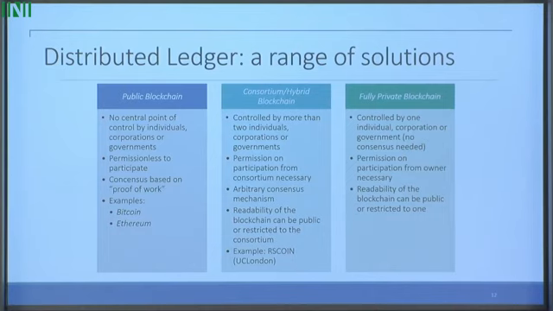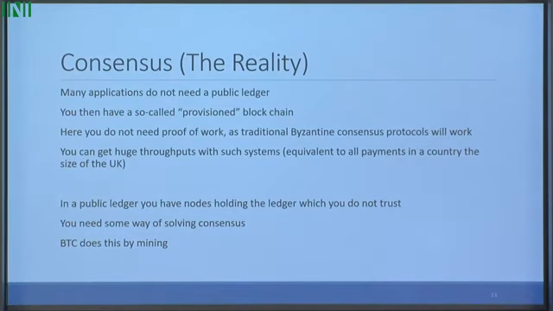And then you have a fully private blockchain, which is maybe controlled by one organization. The permission is based on participation from the owner, so you really need to be told you can participate. But here, the readability of the blockchain could be public or could be restricted. So there are different issues: whether you have public access to the blockchain in terms of reading, versus the writing, which is completely permissioned. So, consensus. Let's look at the reality.